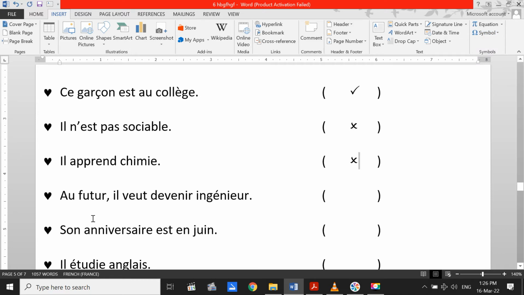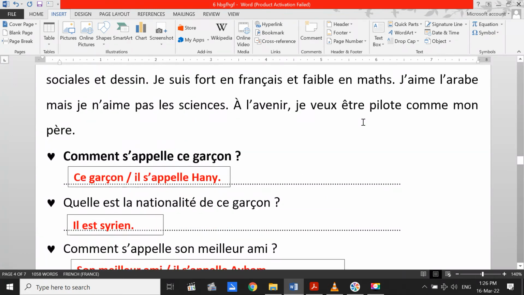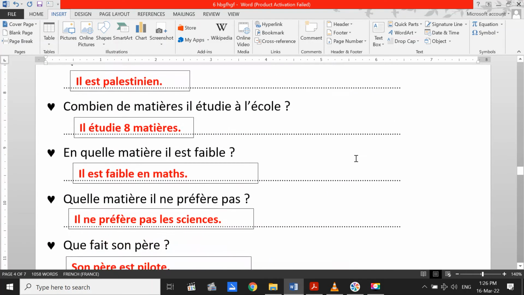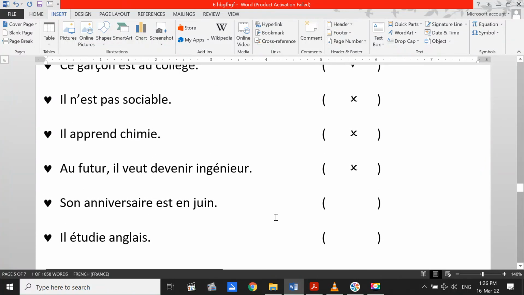Au futur, in the future, il veut devenir. He wants to become. Devenir, verb to become. It's like a synonym for the verb être, to be. He wants to be ingénieur. So it's false. Il veut être pilote. He wants to be a pilot here. You're answering according to the text.